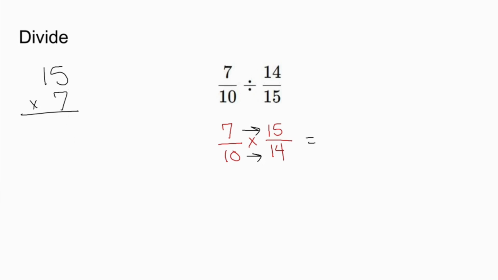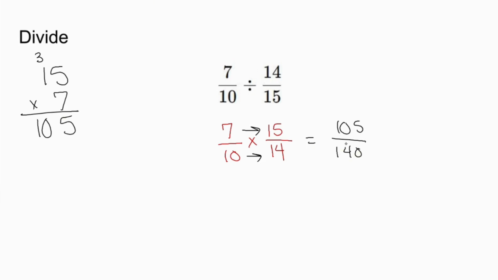7 times 5 is 35. Write out your 5, carry the 3. 7 times 1 is 7. 7 plus 3 is 10. So 7 times 15 is 105. 10 times 14 is 140.